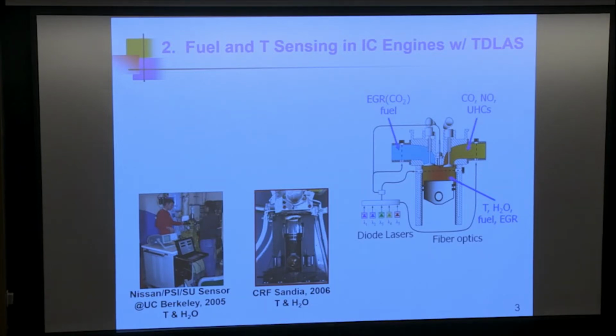Sandia. They have a transparent cylinder there, so that made it easy to look across the cylinder as a function of time. That was an interesting problem. When you have high pressure, sometimes the optical properties of the windows change. There are reasons why this happens.